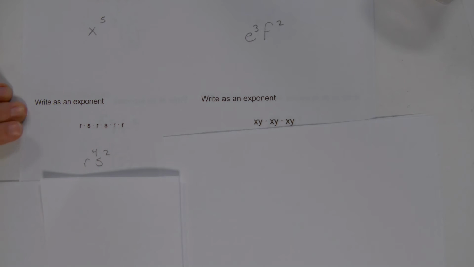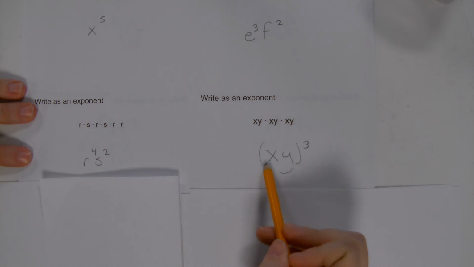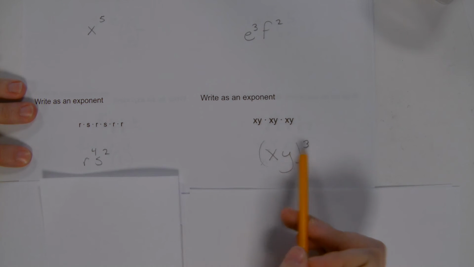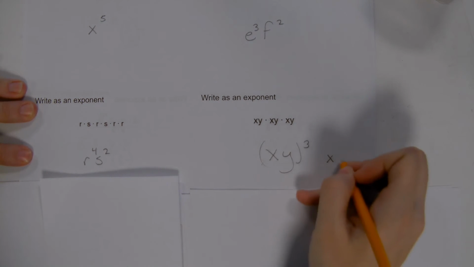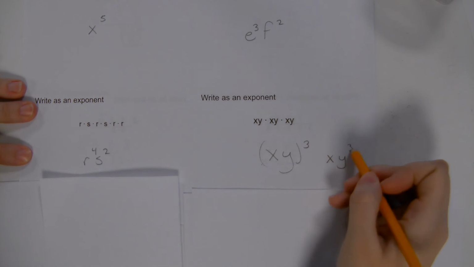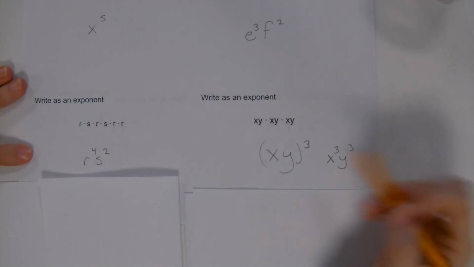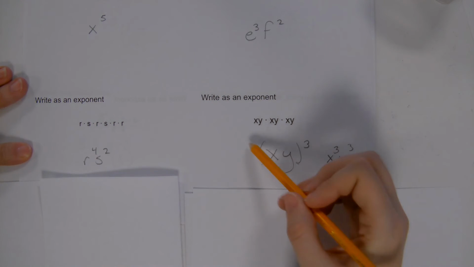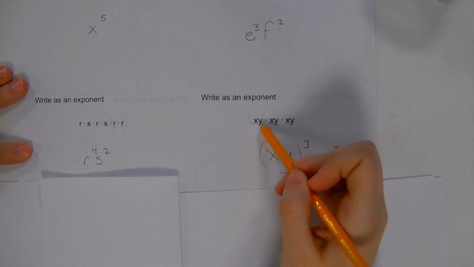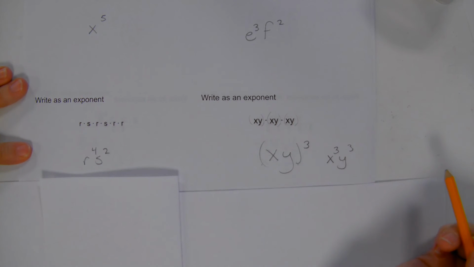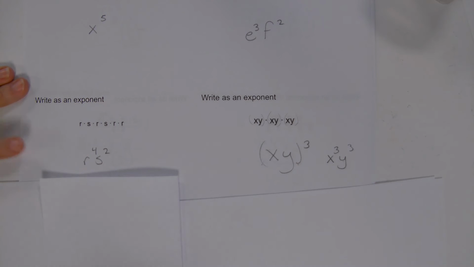For our next one, xy times xy times xy. Think about what's repeating. Write it as an exponent. So this one's a little trickier because it's the xy that repeats, right? And it repeats 3 times. So if you have just x, y, and a 3, this 3 is only repeating the y. You could write it like this, that's true, but this is a better representation of what's happening here because we have 3 groups of xy's. Does that kind of make sense? Email me if it doesn't.